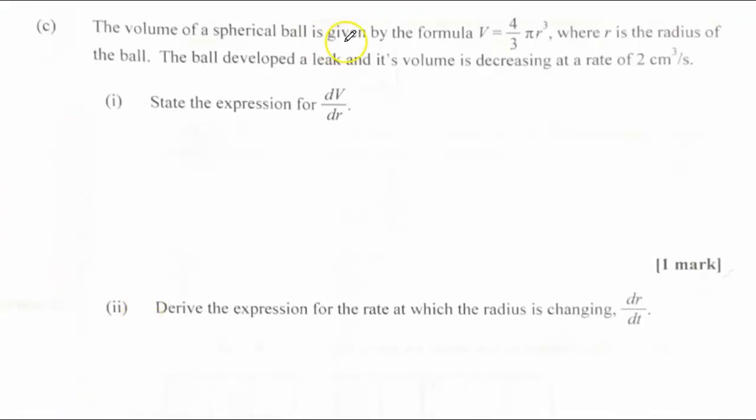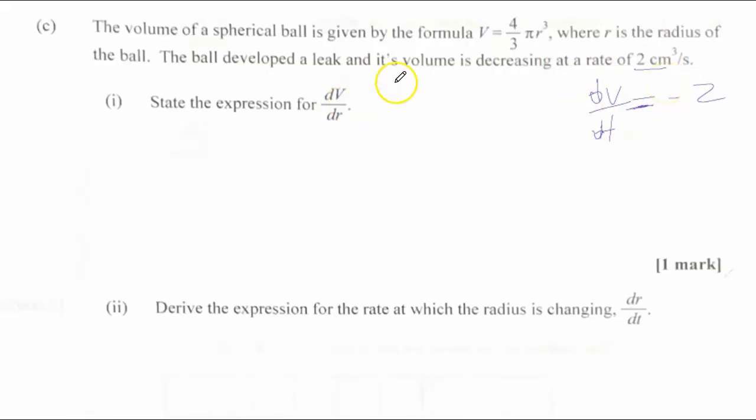The volume of a spherical ball is given by the formula V equals 4/3 pi r cubed, where r is the radius. The ball developed a leak and its volume is decreasing at a rate of 2 cm cubed per second. So this is the rate of change of the volume, dV over dt, in cm cubed over seconds. And since it's decreasing, it will be negative 2. So we know dV by dt is negative 2.